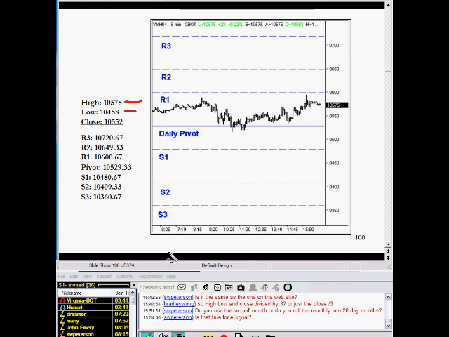For eSignal, you just want to make sure that you've got 24-hour data. I think on eSignal they default to the cash session. Just make sure that you go to the chart and make sure it's 24-hour data.